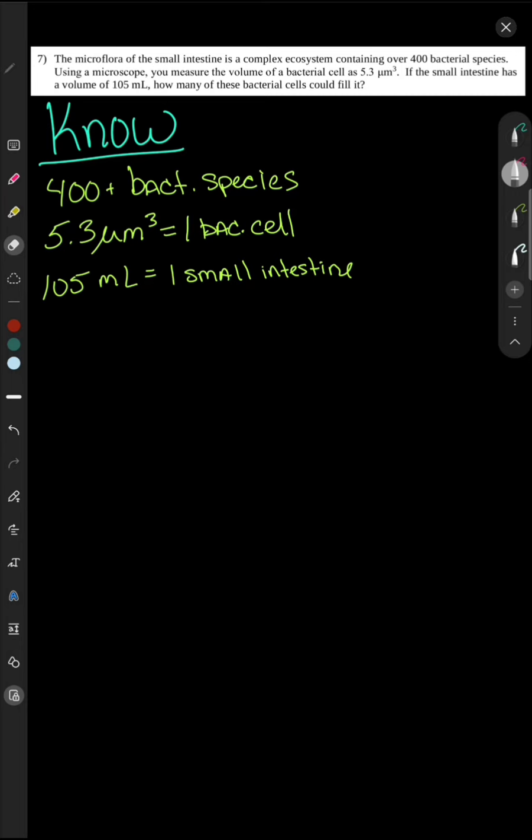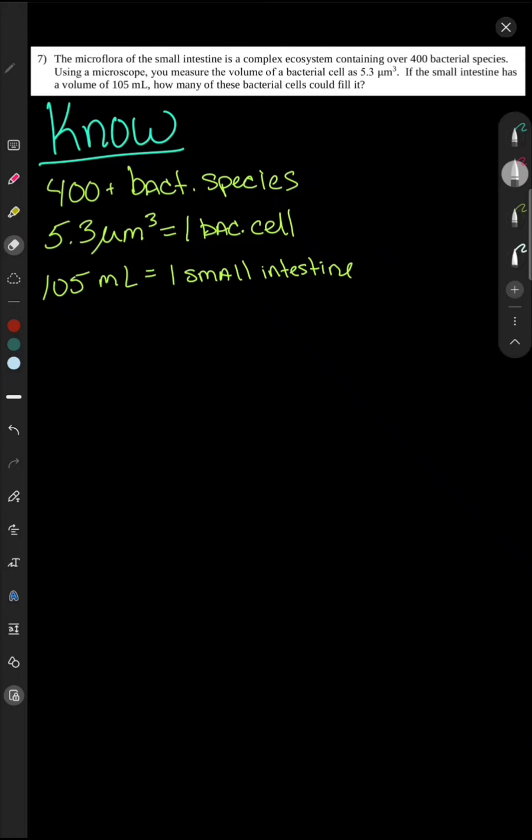To begin a dimensional analysis problem, you must first identify the information that you know. For this problem, that would be the 400 plus bacteria species, one bacteria cell at 5.3 micrometers cubed, and one small intestine equaling 105 milliliters.